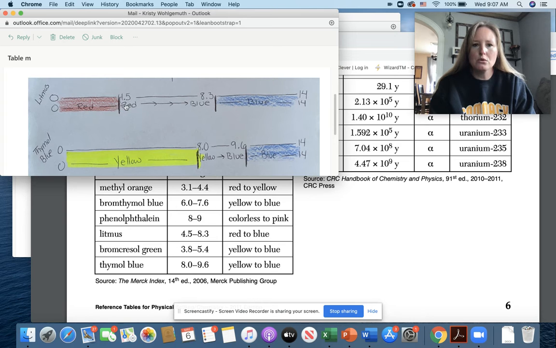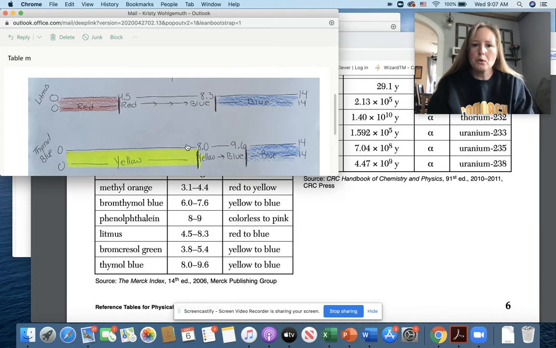Now we slowly change. We hit 8.3, we are completely blue. And from 8.3 to 14, all of those pHs are blue. For thymol blue, our color change occurs from 8.0 to 9.6. So from 0 to 8.0, all yellow.